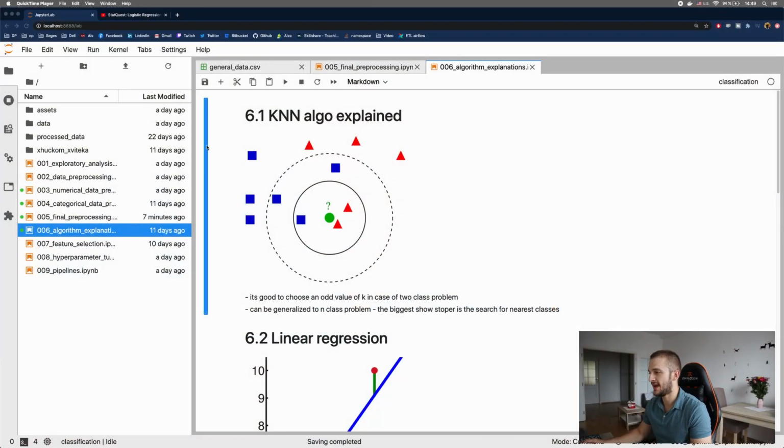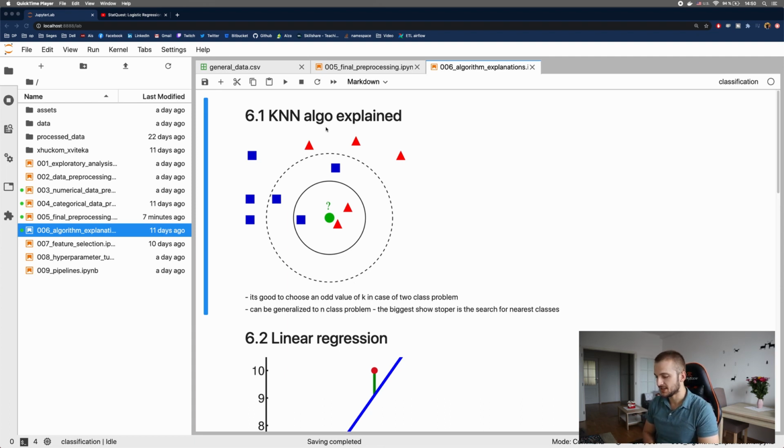Now, as I said in the previous video, I don't want to make this theoretical. I like to explain things with practical examples, and this video is just theoretical, so I will make it as fast as possible. So I have created a notebook here with this great picture for the k-nearest neighbor algorithm. The KNN stands for k-nearest neighbor, right? And I will just explain why.